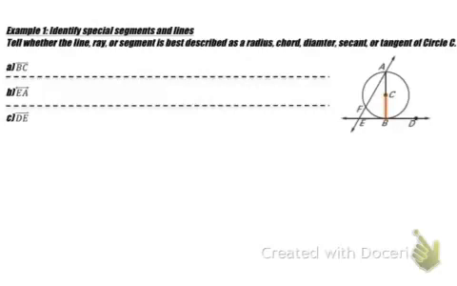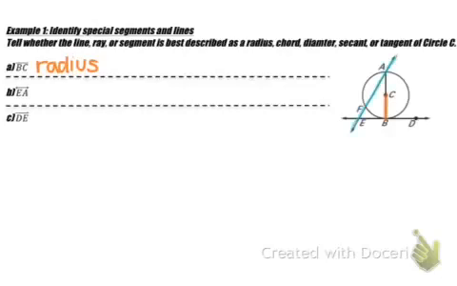So let's start with BC. Well, as you can see, I highlighted BC in orange. BC is the distance from the center of the circle C to a point on the edge of the circle B. So BC is called a radius.